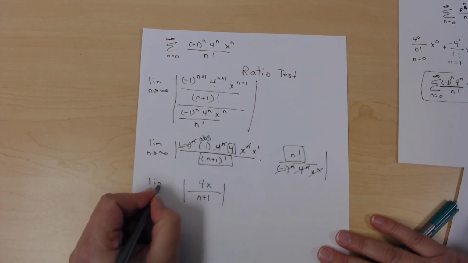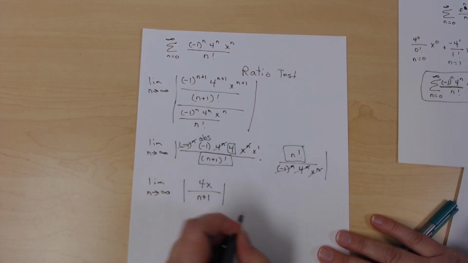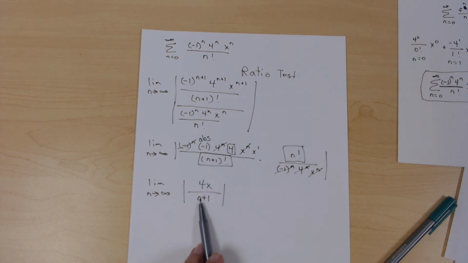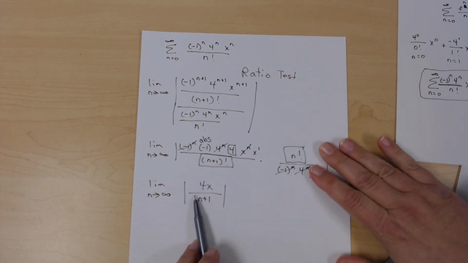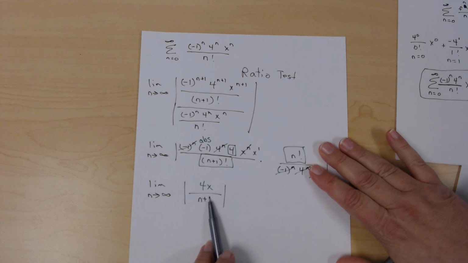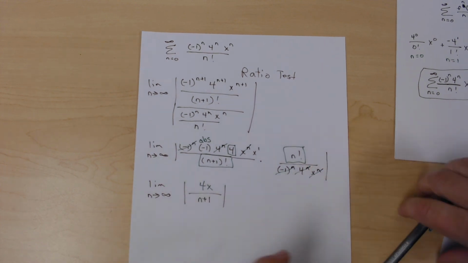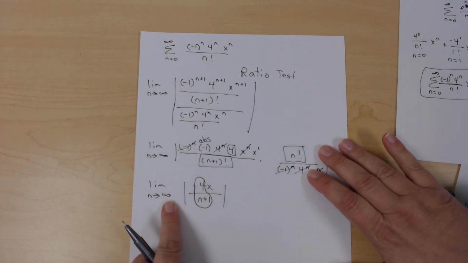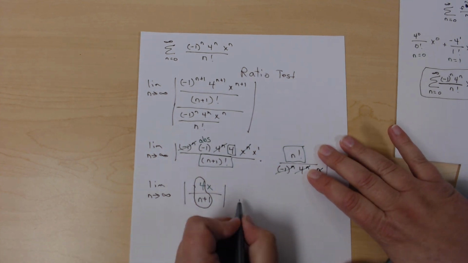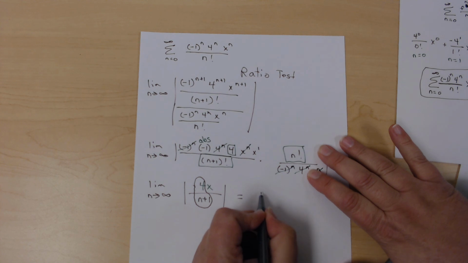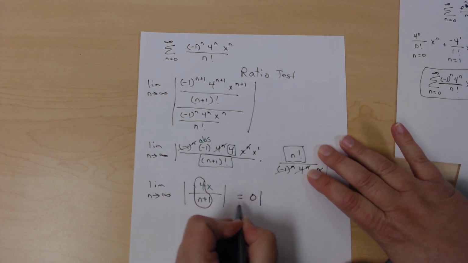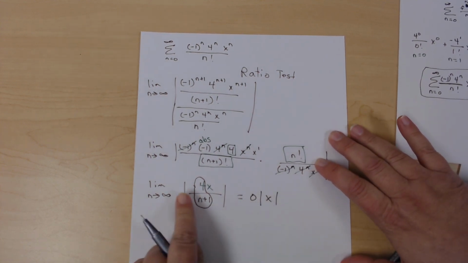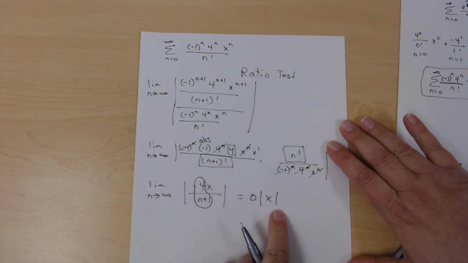Okay, the limit now as n approaches infinity. Well, as n gets bigger and bigger, this limit is 0. Okay, so this guy is 0. The x is not part of it because I'm doing that as n approaches infinity. So I have the limit, I have 0, right? But then I still have the absolute value of x. So that limit is 0. I still have the absolute value of x.